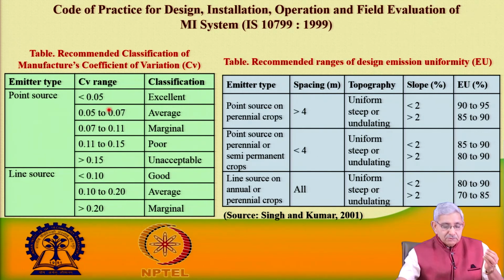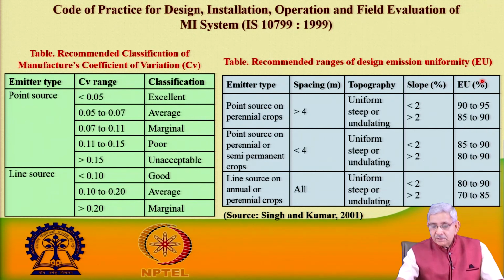Like this, these CV values are given, and it is a poor category, say 0.11 to 0.15 for the point source emitter. For the line source emitter, greater than 0.2 is marginal and less than 0.1 is good. If it is going greater than 0.2 marginal, or in case of poor, we should not select it, we should simply reject that lot and ask for a new product, so that we can get good emission uniformity.